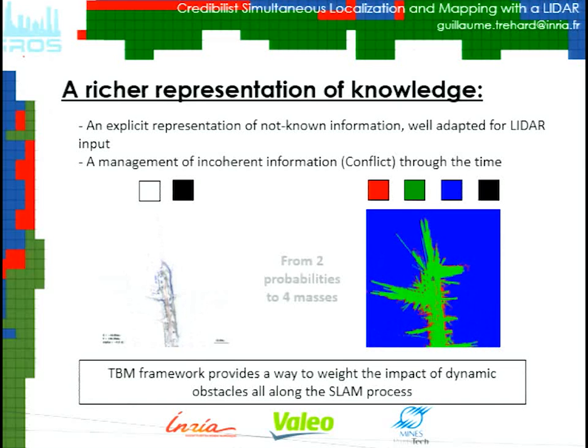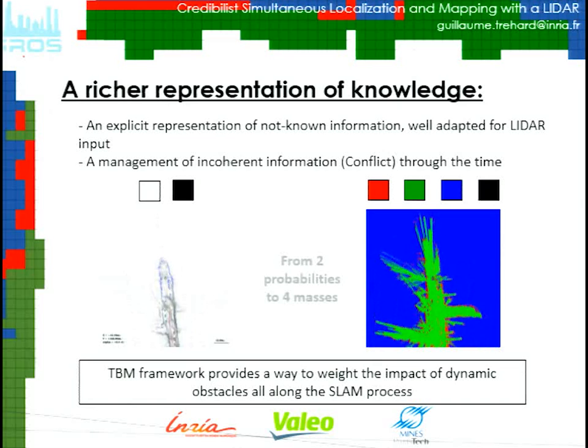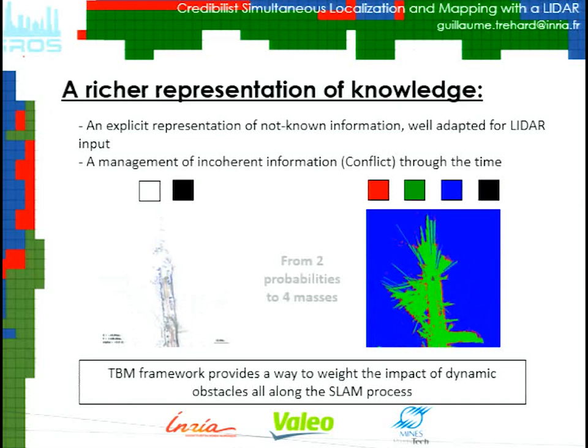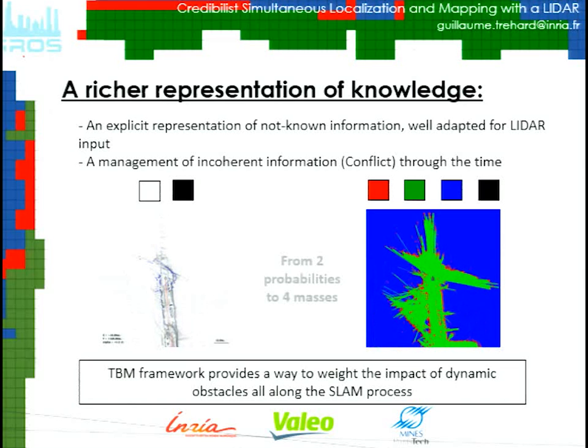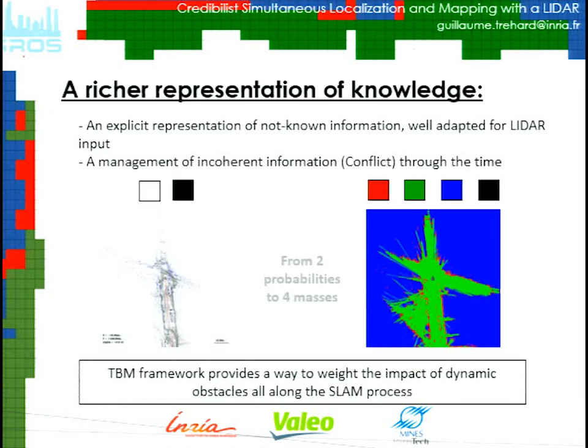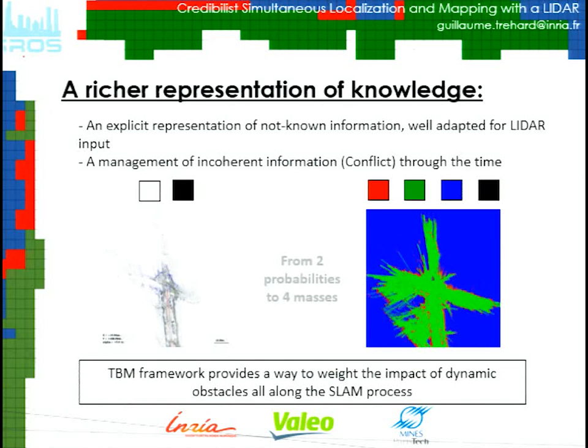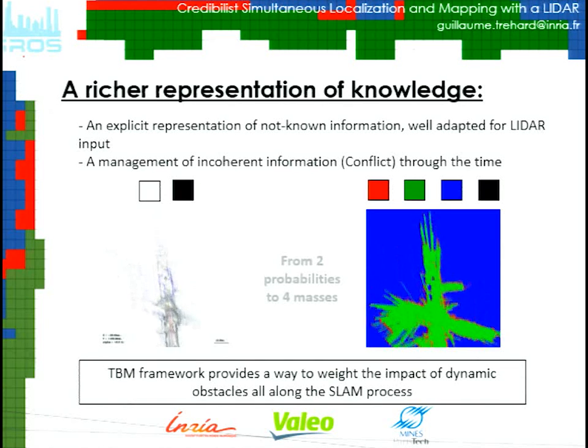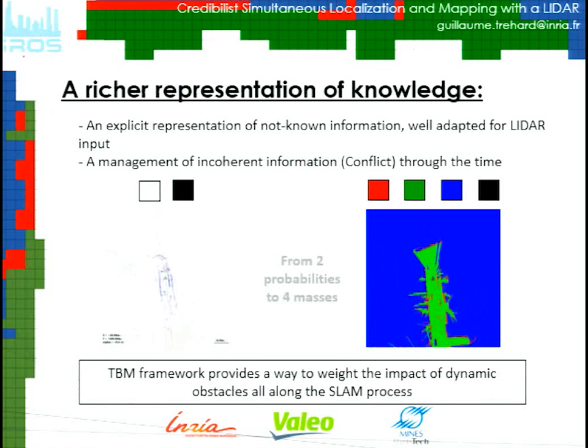And in addition, it has a management of incoherent information through time, which is called conflict. And actually, this conflict is generated from mobile obstacles and false alarms. So by having a management of this conflict, the TBM framework provides a way to weight the impact of mobile obstacles and false alarms in the SLAM process.